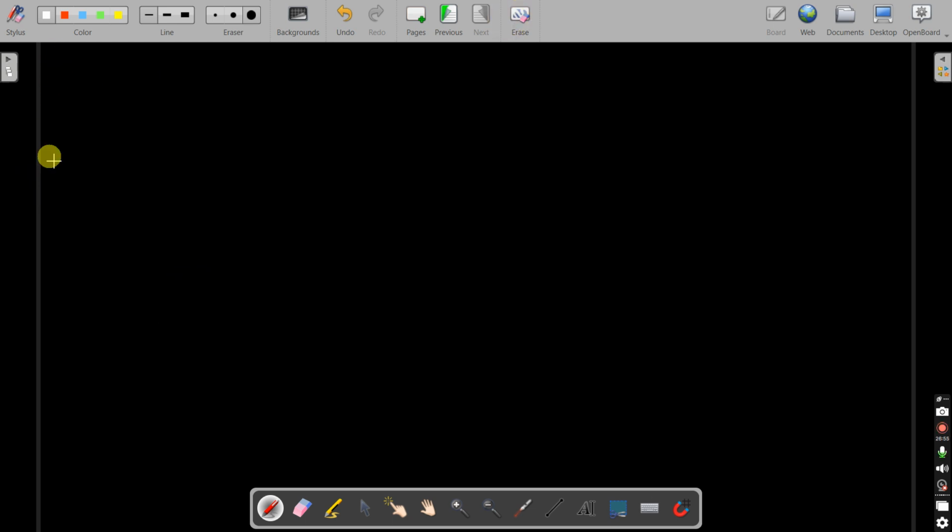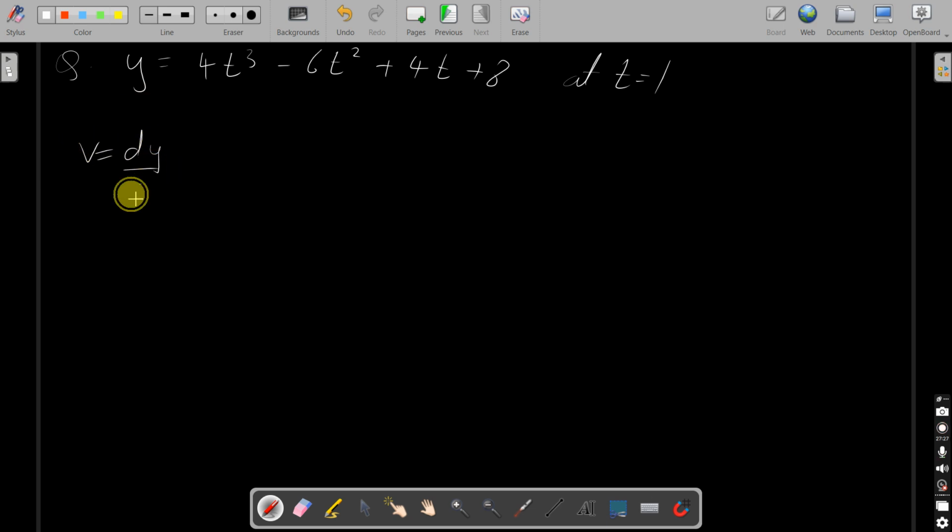One more question. A particle varies according to the given function y is equal to 4t cubed minus 6t square plus 4t plus 8. Find its velocity at t is equal to 1. So we need to find its velocity. So velocity will be dy upon dt.